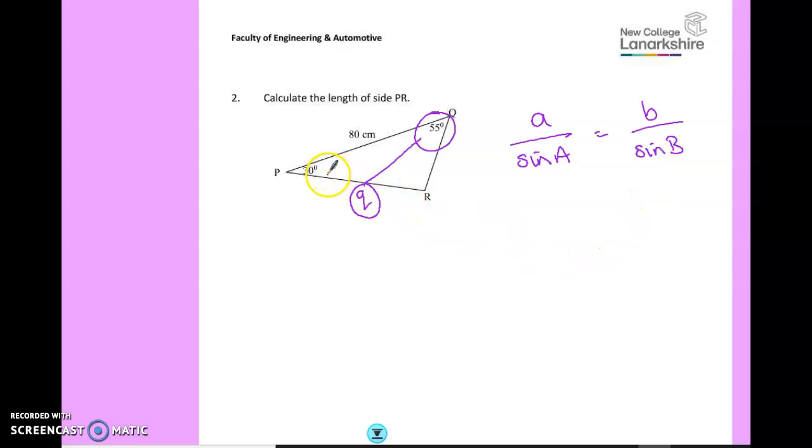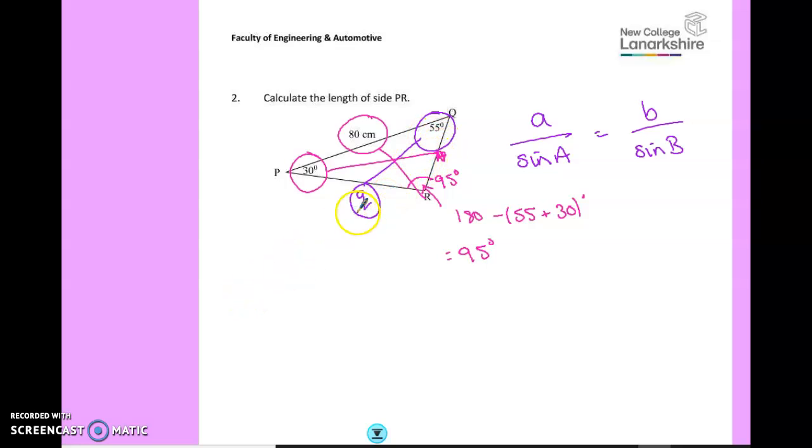Second matching pair, I've got a slight problem here. You look here, the 30 doesn't have a matching side. This 80 doesn't have a matching angle. But angles in a triangle add up to 180. So if I add my other two angles together and take it away from 180, I get this angle here. And now I have a matching pair.